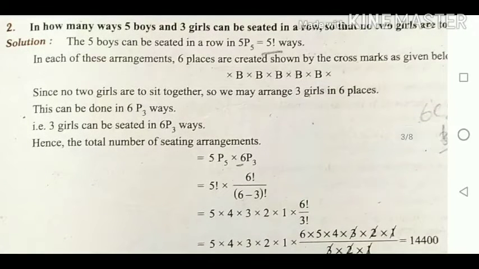Second question. In how many ways can 5 boys and 3 girls be seated in a row so that no 2 girls are seated together? The boys can be seated in a row in 5P5 ways, because there are 5 boys. So the boys can be seated in a row in 5P5 ways, that is 5 factorial ways.